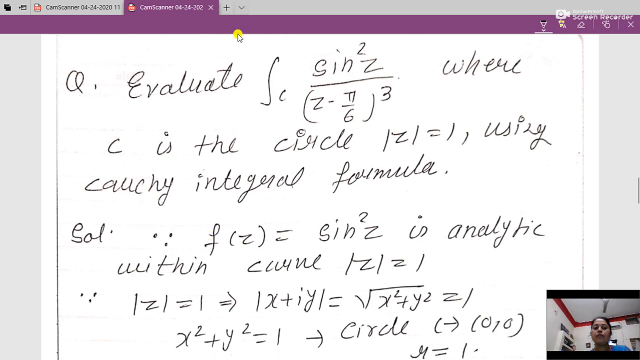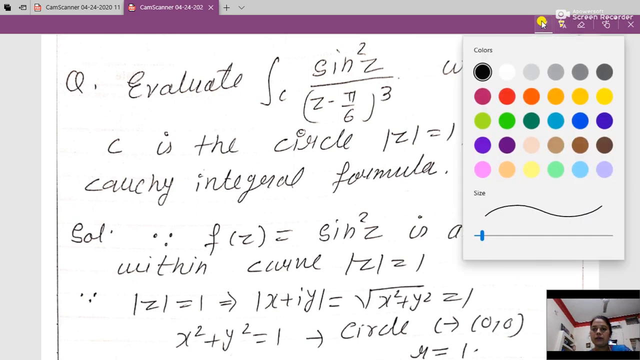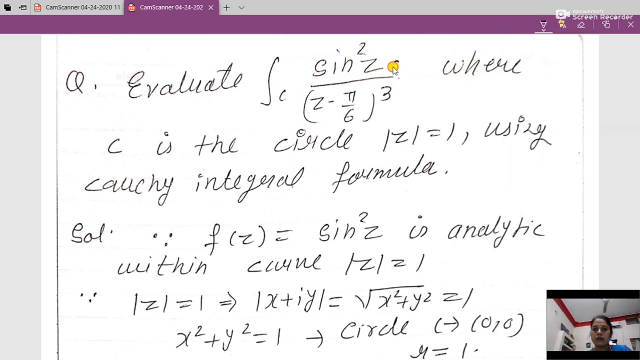So here we have our first example. In this example we have to evaluate this integration along the curve C. We have to evaluate the integral of sin²z dz upon (z minus π/6) whole cube, where C is the circle |z| equal to 1, using Cauchy's integral formula.